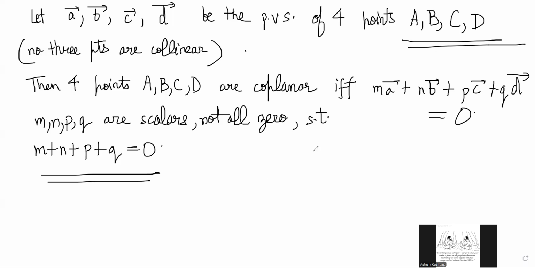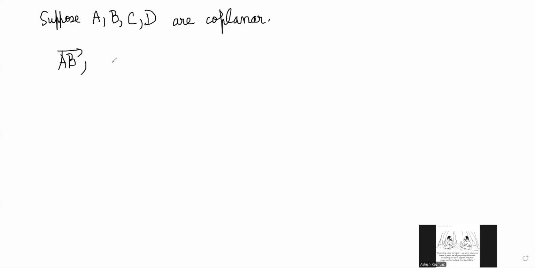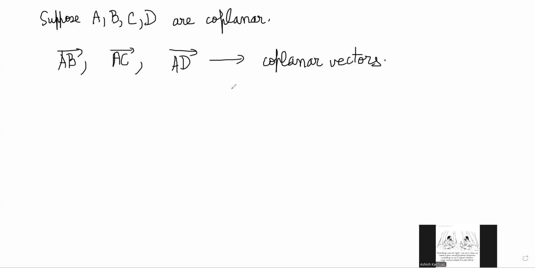So what I will do is I will do a proof of this. Pay attention to this proof. This is very important and you need to truly understand this. Otherwise, there will be problems for you. So suppose you have 4 points, A, B, C, D, which are coplanar, right? Now from the 4 points, we can make three vectors: AB vector, AC vector, and AD vector. So if the 4 points are coplanar, the three vectors are coplanar, right? These are obvious statements.